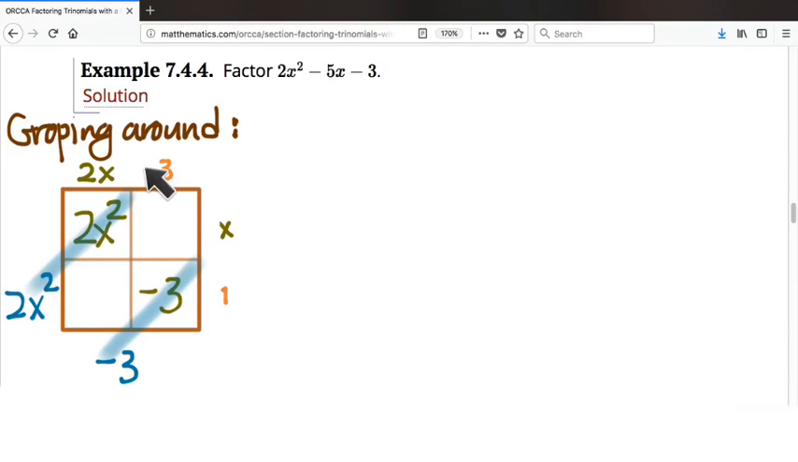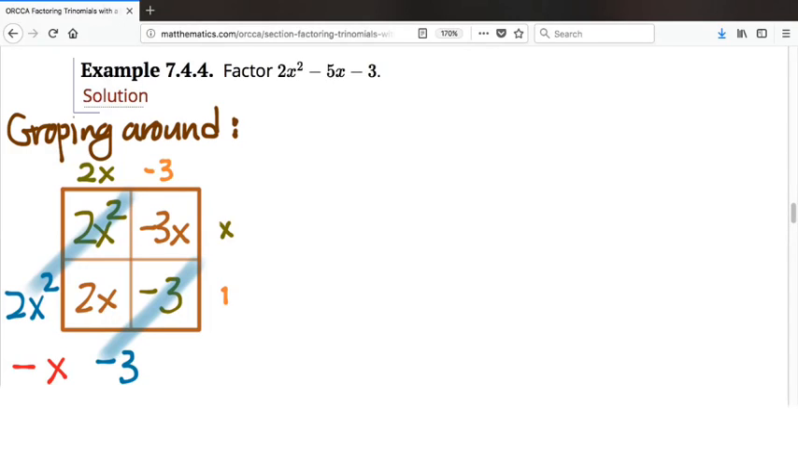So in this square, I'm going to have negative 3 times x, negative 3x, and in this square, I'm going to have 2x times 1, that's going to be 2x. And then when I add those two together, negative 3 plus 2 is going to give me minus 1. And so when I multiply these two together, I get 2x squared minus x minus 3. Two of the terms I got right. The term in the middle, I didn't. So clearly this is not the factorization that I wanted.